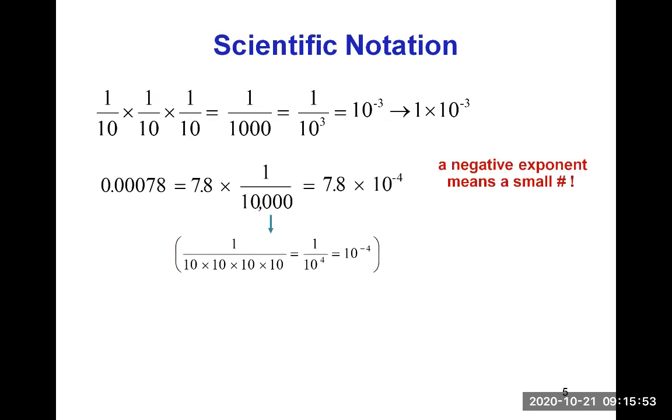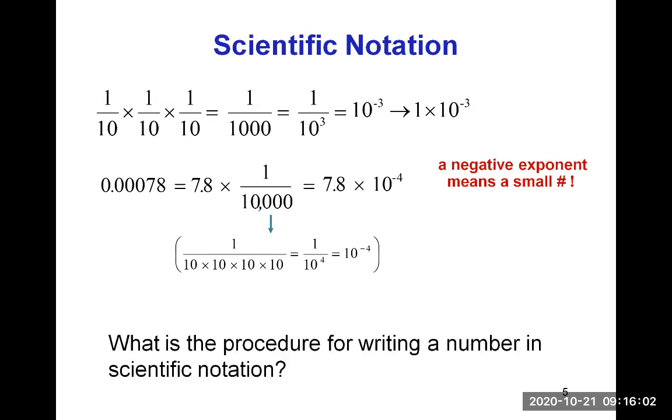So notice here how a negative exponent means a small number. Very important distinction here. Negative exponent means a number with a lot of zeros in front. So what is the procedure for writing a number in scientific notation?